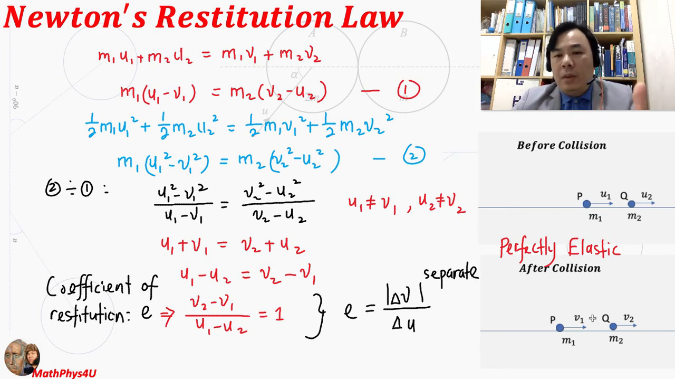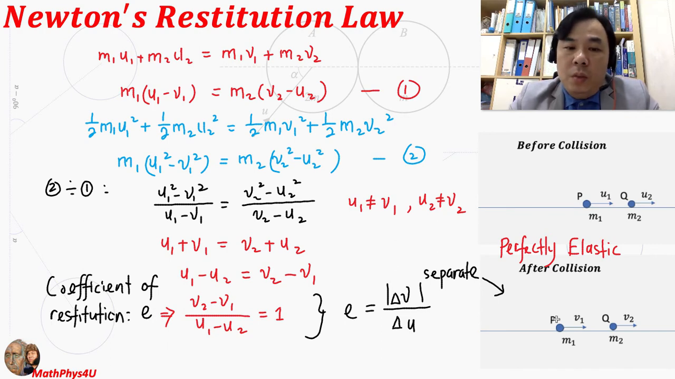Separate means after, so refer to after collisions that were separate. We take the difference between their velocity after collision. The choice of difference here is basically up to you. If you want to take V2 minus V1, that is also correct.